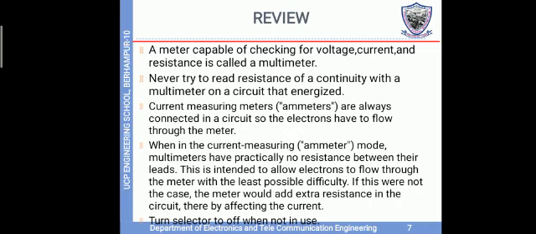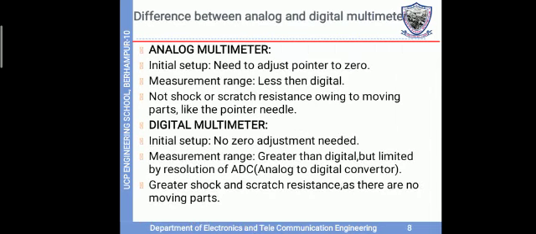This is intended to allow electrons to flow through the meter with the least possible difficulty. If this were not the case, the meter would add extra resistance in the circuit, thereby affecting the current. Turn selector to off when not in use.